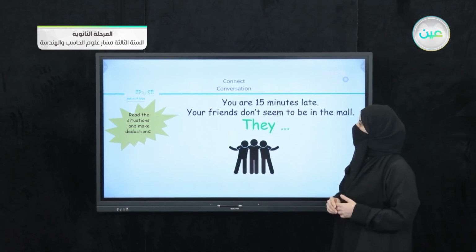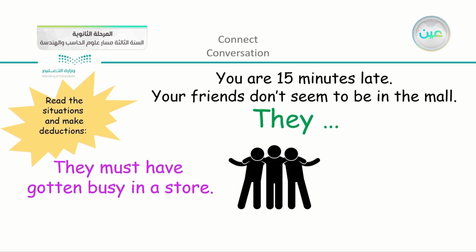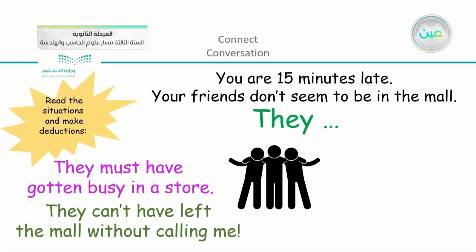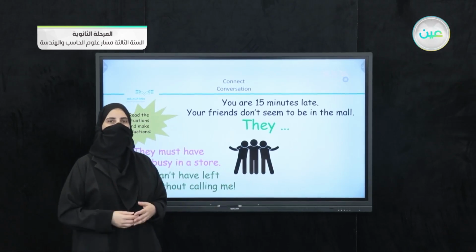Now we have another example. You are 15 minutes late. Your friends don't seem to be in the mall. They must have gotten busy in a store. Or we can say, for example, they can't have left the mall without calling me. If you just imagine going to the mall and you can't find them, they can't have just left without calling me. So this is also a type of deduction.